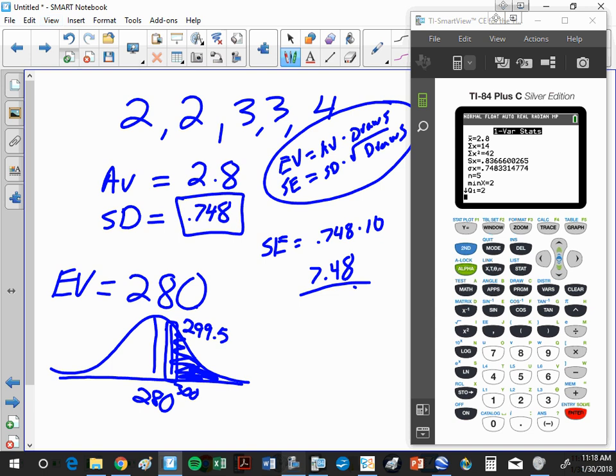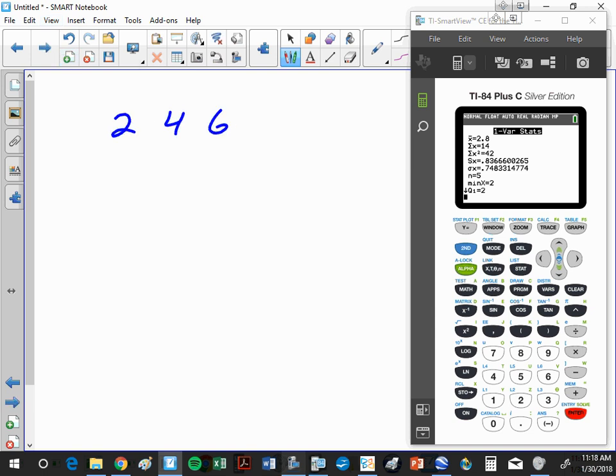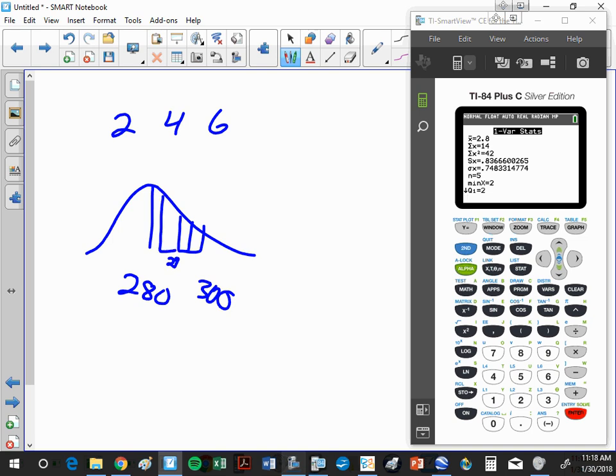But if the box contained 2, 4, and 6, and my average was 280, and I wanted 300, what is the edge of the 300 column? There's a 300 and a 298. So this line here would be 299. So it just depends on what the next column is. Everything we've done, it's 0.5 up and 0.5 down. So the edges are always 0.5 up or 0.5 down.